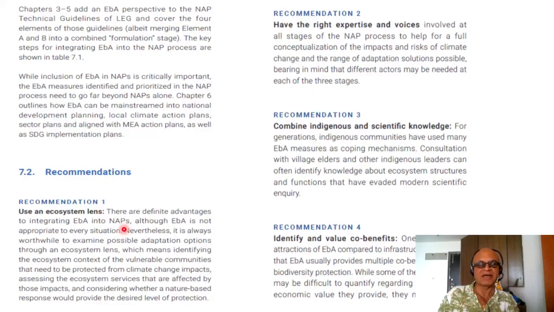against climate change impacts. There are definite advantages to integrating EBA into NAPs, although EBA is not appropriate to every situation. Nevertheless, it is always worthwhile to examine possible adaptation options through an ecosystem lens, which means identifying the ecosystem context of the vulnerable communities that need to be protected from climate change impacts, assessing the ecosystem services that are affected by those impacts, and considering whether a nature-based response should provide the desired level of protection.